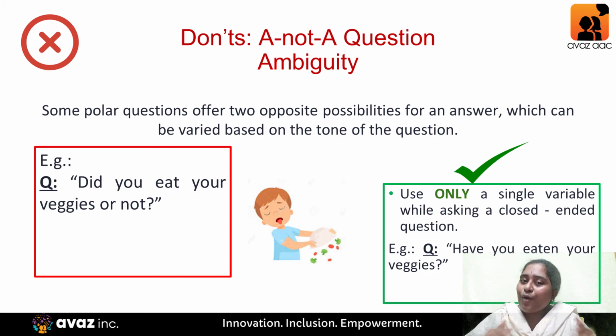So, to avoid this, use only one variable while in a closed-ended question. For example, you can ask the child, "Have you eaten your veggies?" which has a clear-cut yes answer or a no answer.